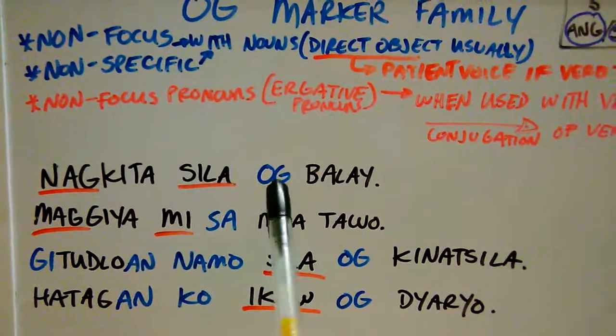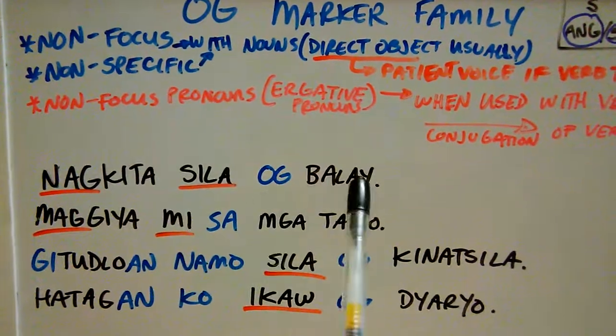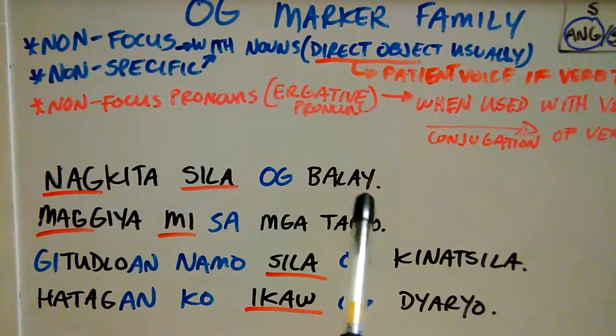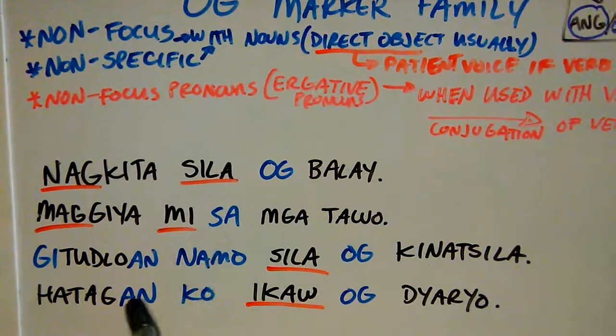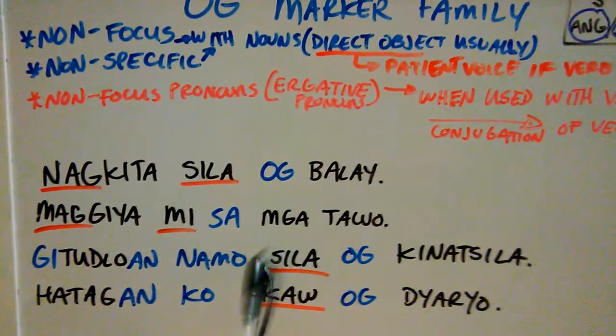How do we mark it? By putting the marker before the noun, right? So, og balay, ang balay, sa balay. Like those markers, right? Before the noun.